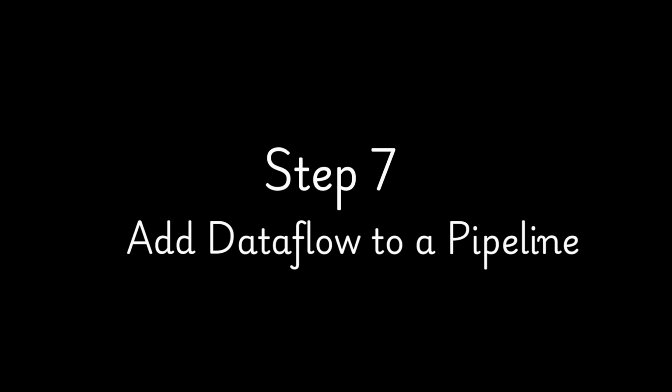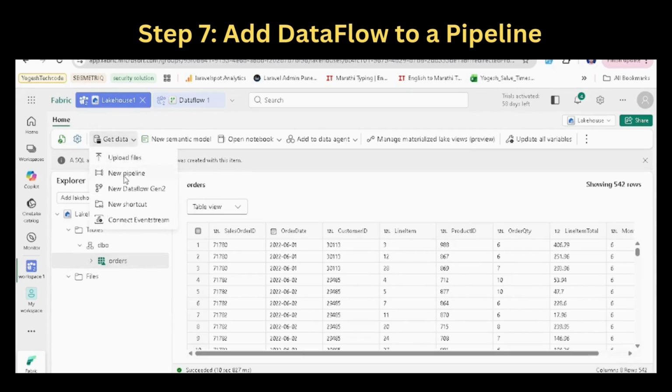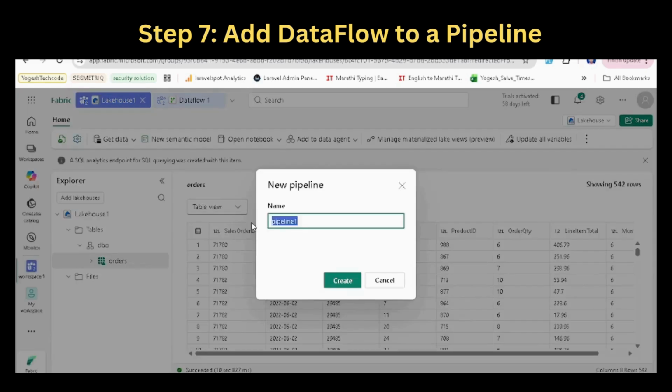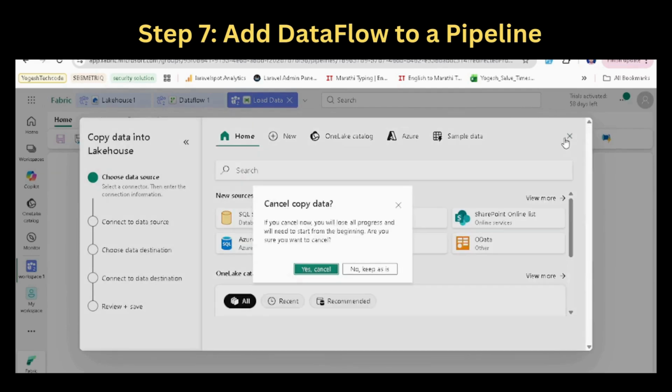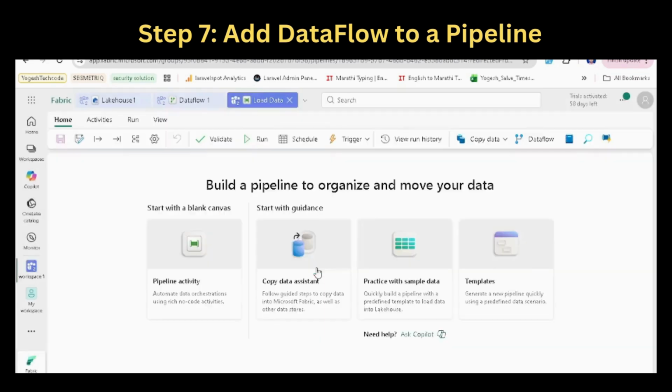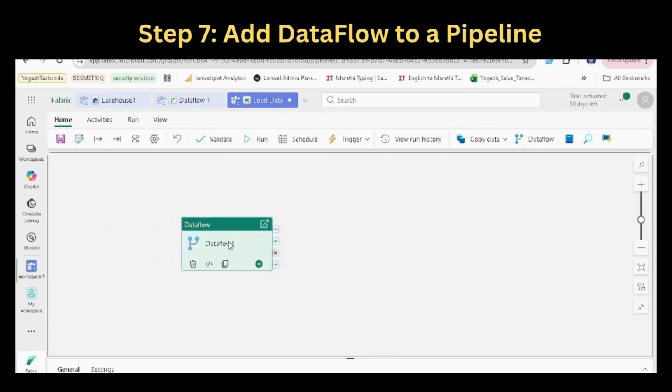Step 7. Add dataflow to a pipeline. Now, let's see how to use this dataflow inside a pipeline. In your workspace, select New Item, Data Pipeline. Give it a name, for example, Load Data. The pipeline editor will open. If the Copy Data wizard appears automatically, just close it. Now, from Pipeline Activities, drag and drop a Dataflow activity into the canvas.